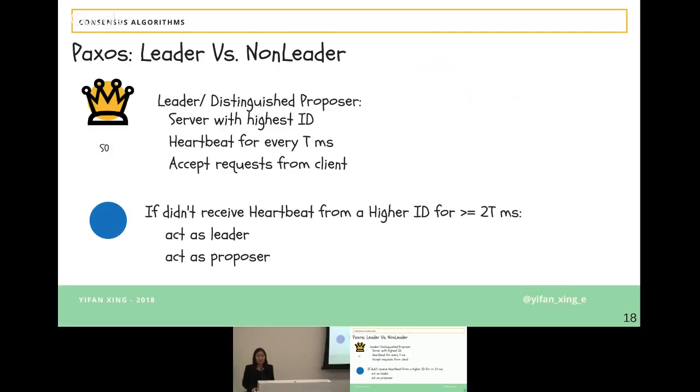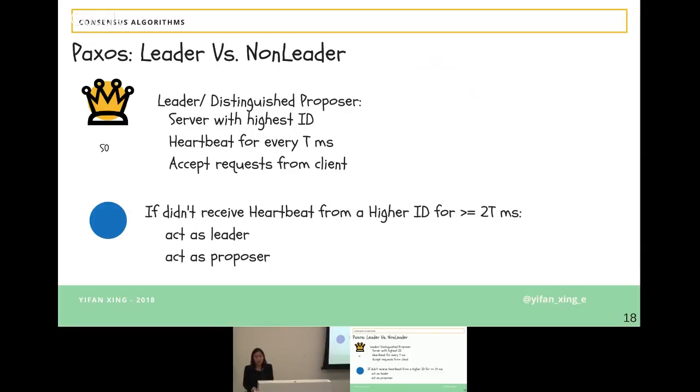So as a leader in Paxos, the leader is a distinguished proposer, which means that the leader is the only machine that's eligible to propose values. This is basically designed this way to improve the efficiency, because we don't want machines constantly having to switch leaders and try to propose new proposal numbers. The leader is responsible for sending heartbeats to other machines, basically saying, I am still alive and please treat me as a leader. The leader is also responsible for accepting requests from the client and also processing the request and returning it to the client.